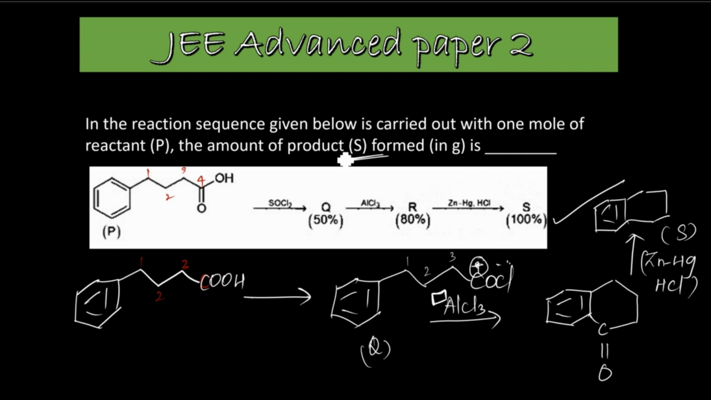So what they are asking is the amount of product S formed. 1 mole we took as the starting material. The 1 mole got reduced to 50%, which is 0.5 mole, and from 0.5 it became 80% of that. What is 80% of 0.5? That is 0.4 mole, isn't it? So S is the whole 100%, so 0.4 mole of S we are going to find.